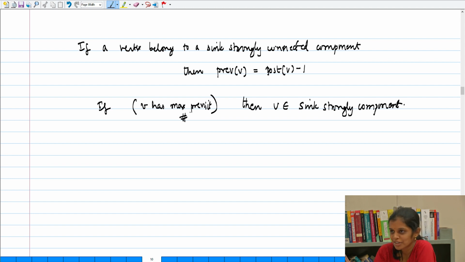Good, actually it is not true. I wanted you to make these observations and say that this is not true. This is not true at all, that if it has a max pre-visit number, then it belongs to a sink strongly connected component, right? So this statement is not true. I am just trying to make some kind of a statement so that you know what are the kind of statements we want to make. Maybe they are not all true, right? So you are good. This is not in fact a correct statement.